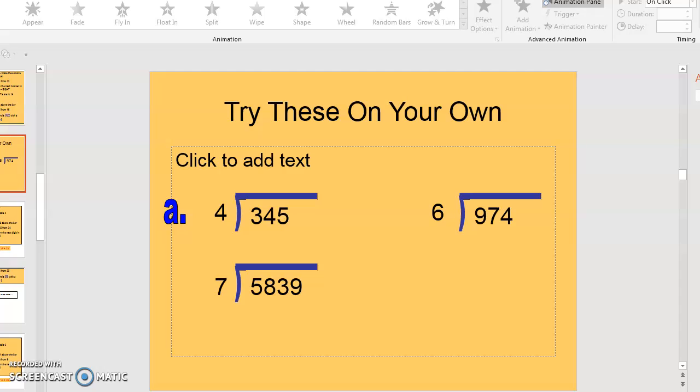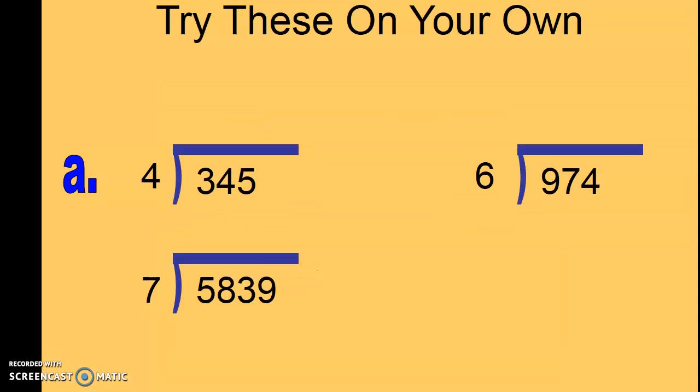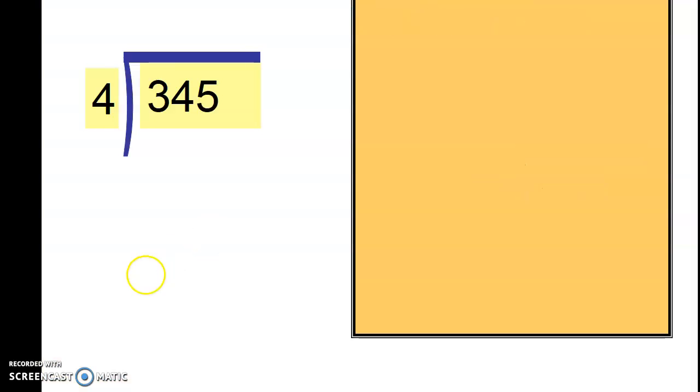Fine? Today we will correct our homework, exercise 1, part A on the extra sheet. Let's start. So, we have here three equations. The first one is 345 divided by 4. The second one is 974 divided by 6. And the third one is 5839 divided by 7. Let's start with the first equation.